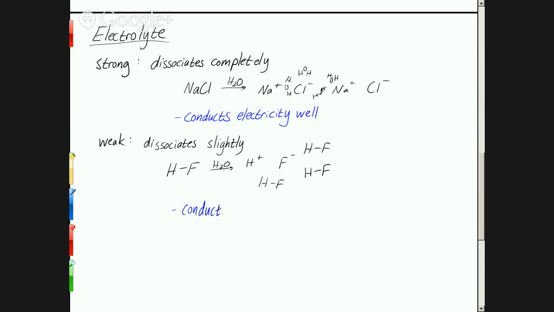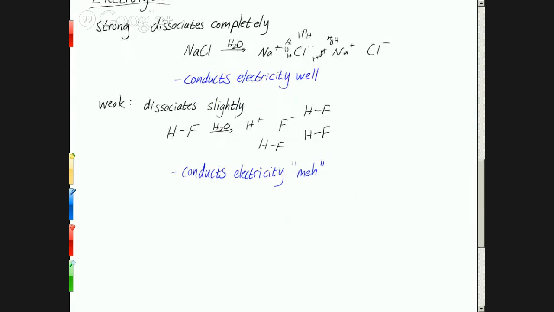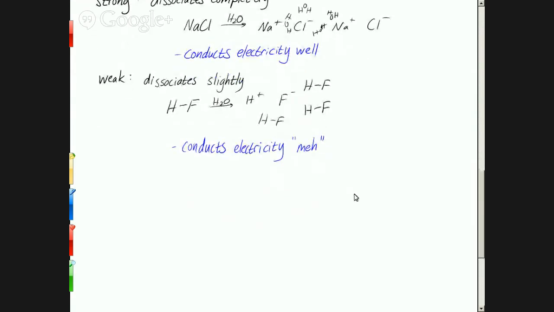And this one conducts electricity not well. We'll just say conducts electricity meh. Yeah, it's a poor conductor. Just kind of not so great. And then, so that's going to lead to a dim light bulb.